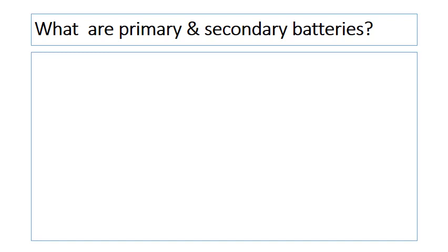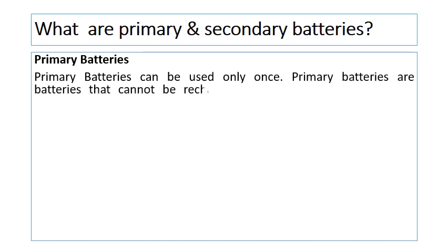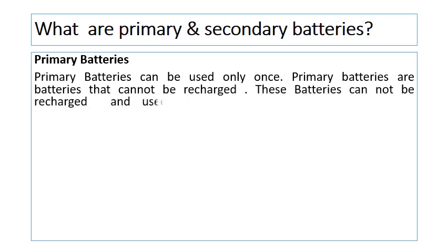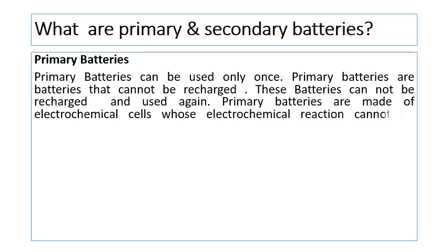What are primary and secondary batteries? Primary batteries. The primary batteries can be used only once. Primary batteries are batteries that cannot be recharged. These batteries cannot be recharged and used again. Primary batteries are made of electrochemical cells whose electrochemical reaction cannot be reversed.